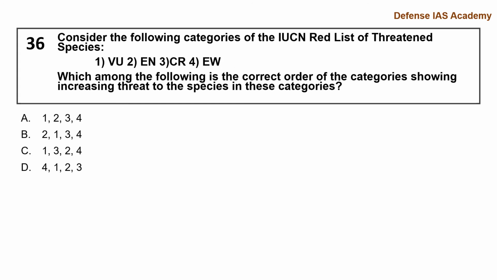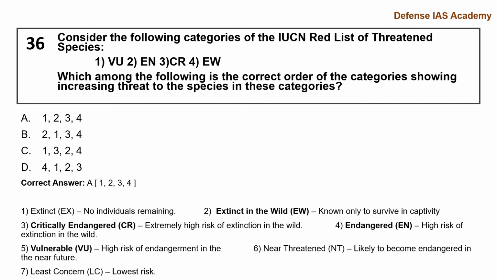Next question. Consider the following categories of IUCN Red List of Threatened Species. 1. VU, 2. EN, 3. CR, 4. EW. Which among the following is the correct order of the categories showing increasing threat to the species in these categories? The correct answer is 1, 2 and 3. So the order given in the question is correct.